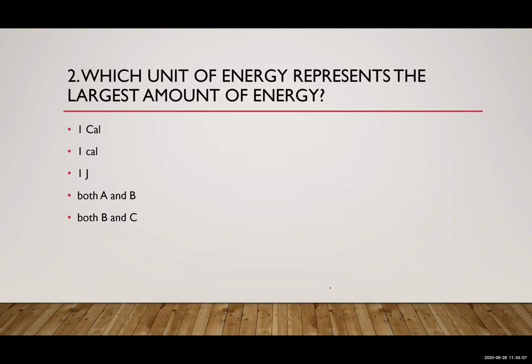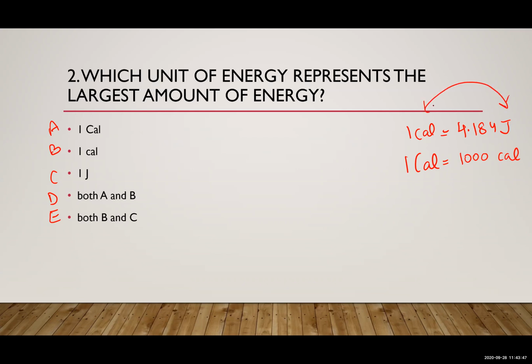Which unit of energy represents the largest amount of energy? Is it option A, B, C, D, or E? Remember one thing, one normal lowercase calorie is equal to 4.184 joules, and one nutritional calorie is equal to 1000 normal calories. So just remember these two equality statements. Between a calorie and a joule, which one is bigger?